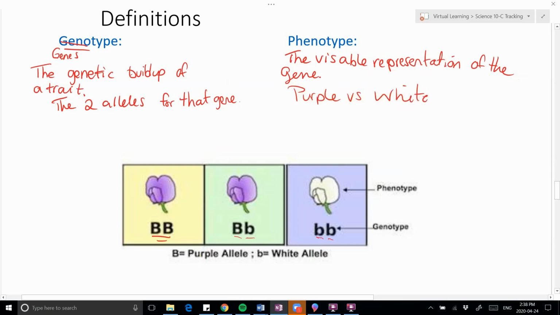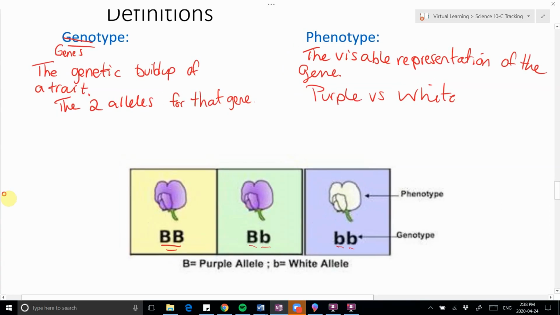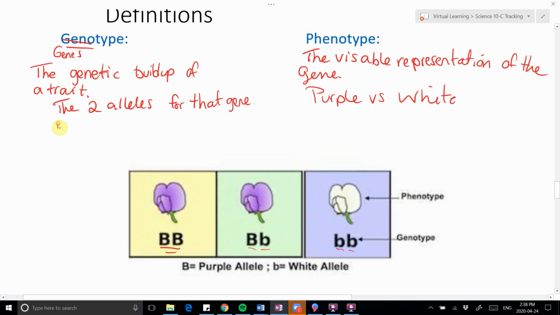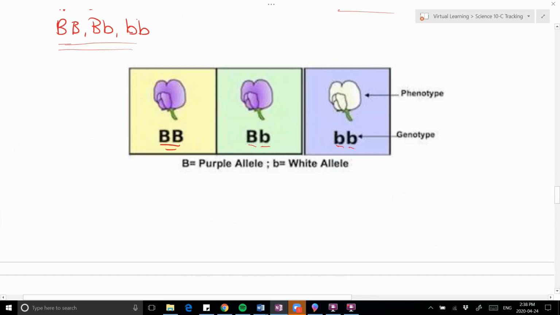So purple versus white, whereas the genotypes would be capital B capital B, capital B lowercase b, lowercase b lowercase b. Right, so these are our genes, what the possible allele combinations are. These are the phenotypes, what that might actually look like.